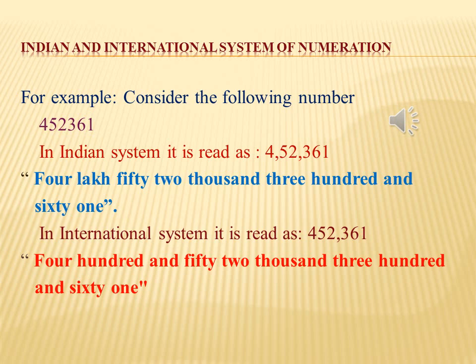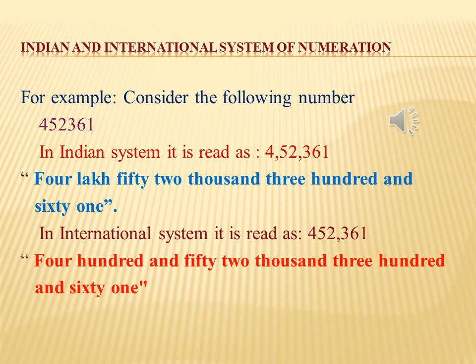Thousands period has 2 digits, so we'll put a comma after 2 digits, that is after 52. Then we read the number as 4,52,361. Now, in international system, we separate the ones period, that is after 3 digits we'll put a comma.